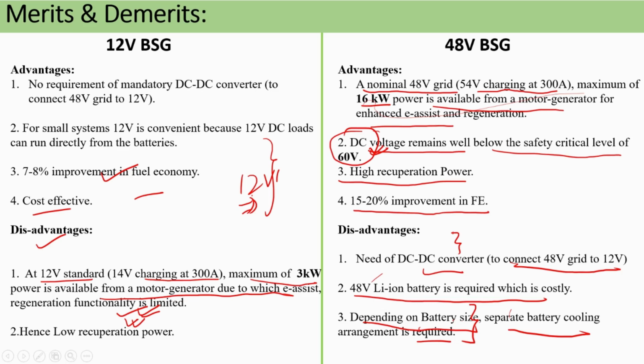So all these things we have already discussed, and you can see the advantages and disadvantages.